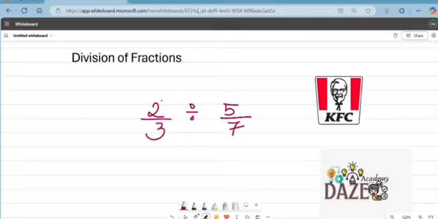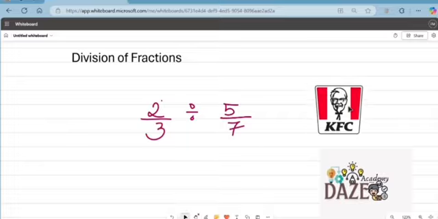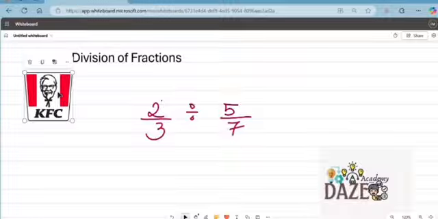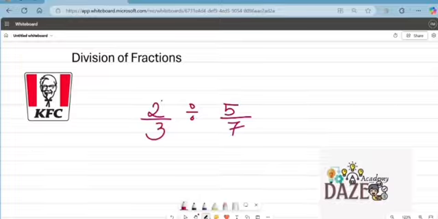So, here, the purpose of KFC comes. So, we are going to use this word KFC as our mnemonic. So, instead of Kentucky Fried Chicken, I want you guys to remember KCF, which means you keep this number as it is, you change this, and you flip this.